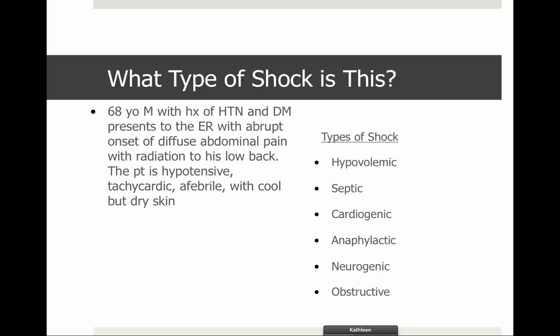So what type of shock is this? You have a 68-year-old male with a history of hypertension, diabetes, who presents to the ER with abrupt onset of diffuse abdominal pain with radiation to his lower back. The patient is hypotensive, tachycardic, afebrile with cool, dry skin. Hypovolemic shock.